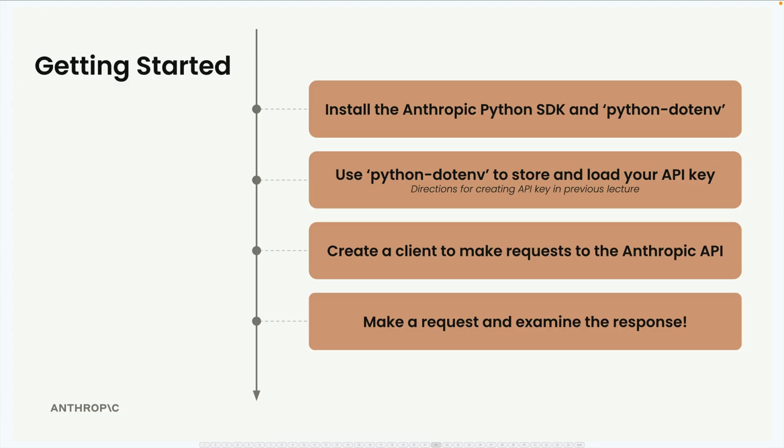We have done quite a bit of talking, so in this video, we're going to change things and get our hands dirty by writing out a little bit of code. We're going to learn how to make a simple and basic request off to the Anthropic API. I'm going to walk you through 4 setup steps.